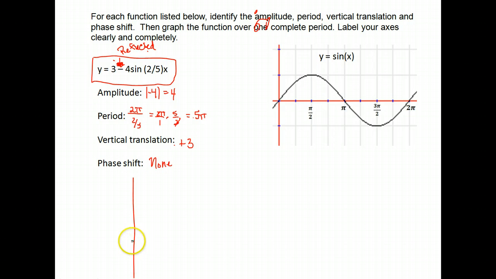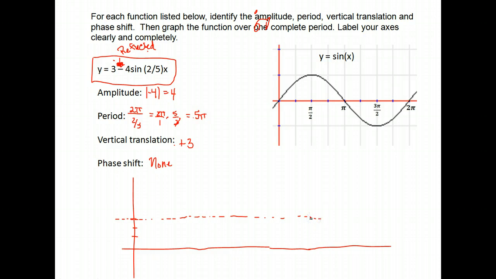give ourselves a little start here. All right, so there's my axes. I want to stretch this out as far as I can. All right, good. What do I need? I need to know where my midline is going to be. It's normally at 0, but since we had a vertical translation of 3, it's going to be moved up 1, 2, 3. So here's my midline, which I will erase after I'm done graphing this, but I need it. Okay, so there's my midline.